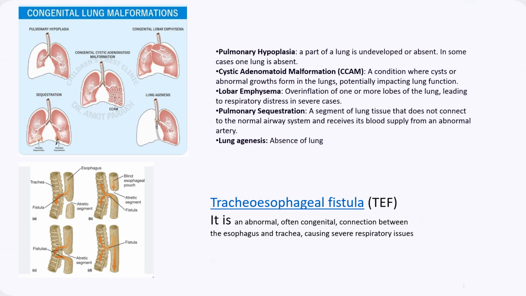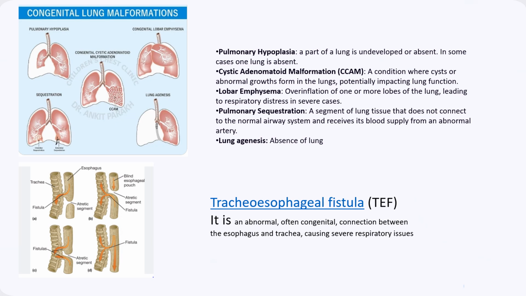So here we are going to see congenital anomalies present particularly in the respiratory system. The first one is pulmonary hypoplasia, where a part of the lung is underdeveloped or absent. Next one is the cystic adenomatoid malformation, we can say CCAM. It's a condition where a cyst or abnormal growth forms in the lungs and potentially impacts lung function.